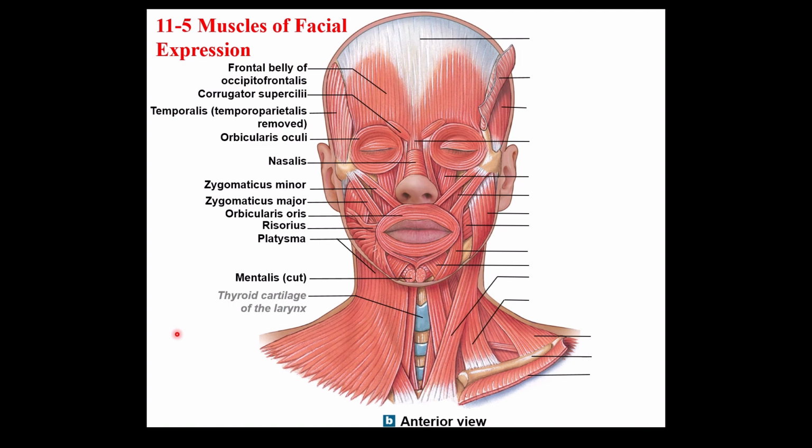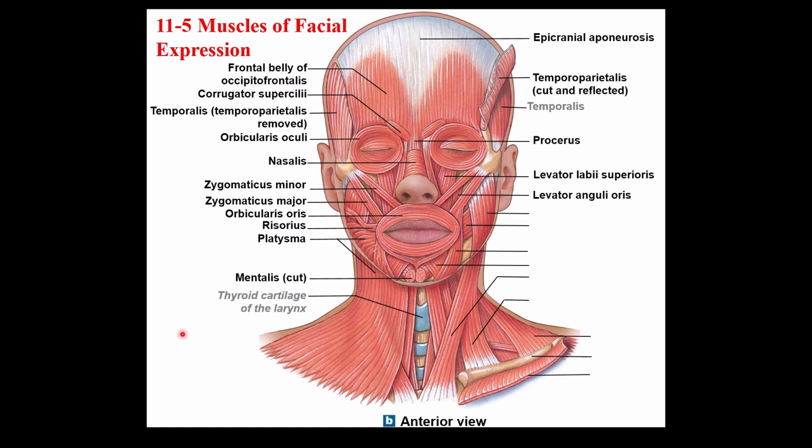And these are the cartilage of the thyroid cartilage for the larynx, not part of the muscle of facial expression. Epicranial aponeurosis, temporoparietalis, I mentioned it before. Procerus, I talked about it before, it's about the nose. Levator labii superioris, levator anguli oris, so these are for the mouth, for smiling. Masseter, part of the chewing muscles. Buccinator, for compressing the cheek. The depressor anguli oris and the depressor labii inferioris, those are the two muscles to bring down the lips.